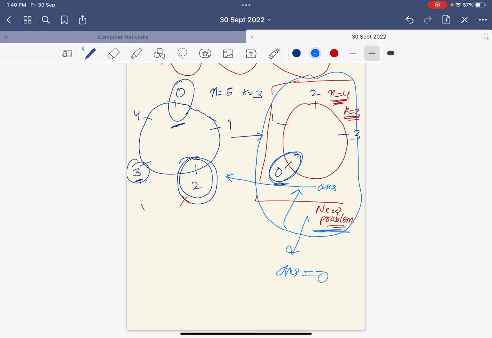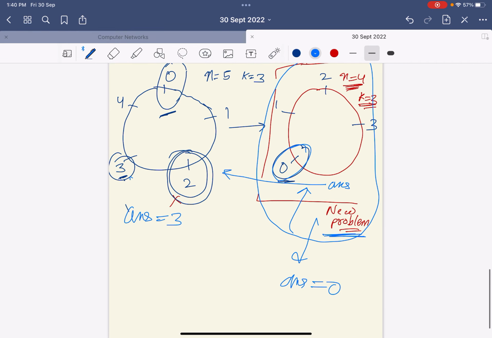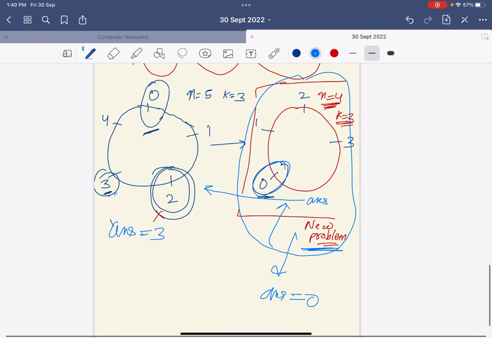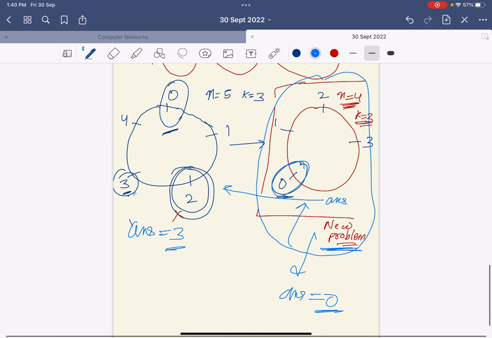But what I have to return in my original program, the answer of the original problem, is 3. So I have to map this 0 to 3. Now I need a mechanism through which I can map this 0 to 3.